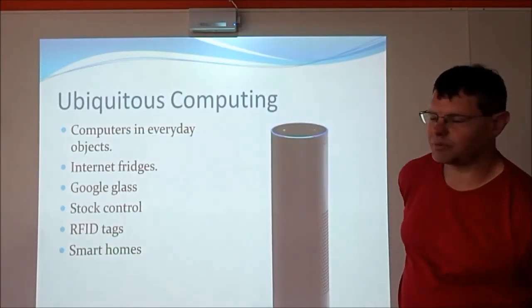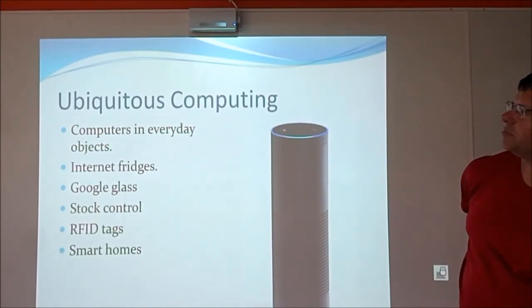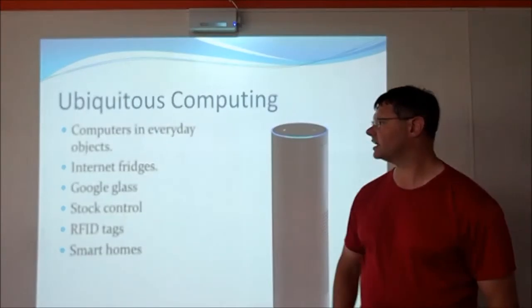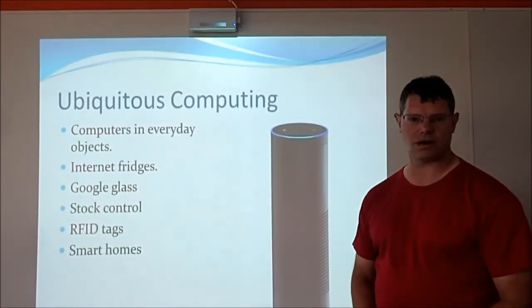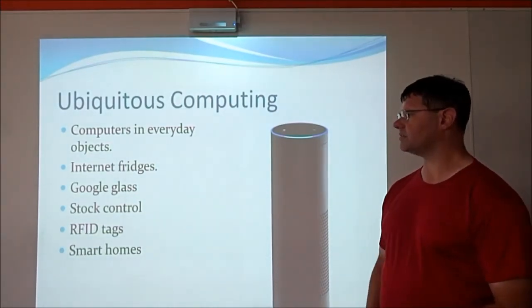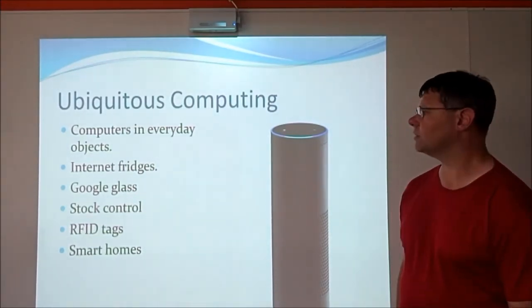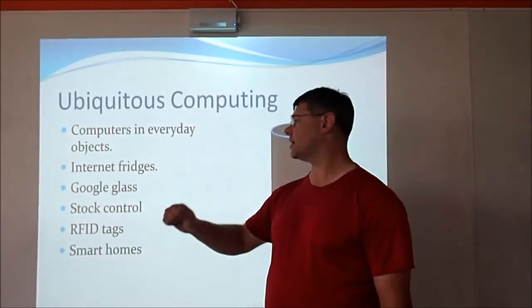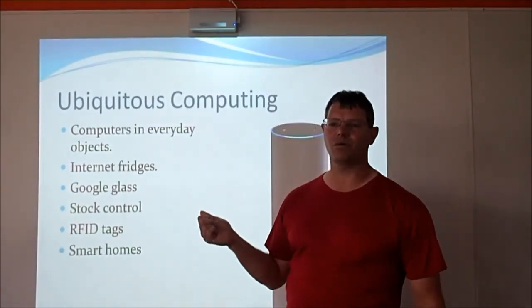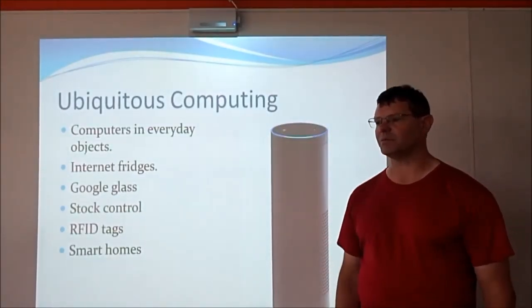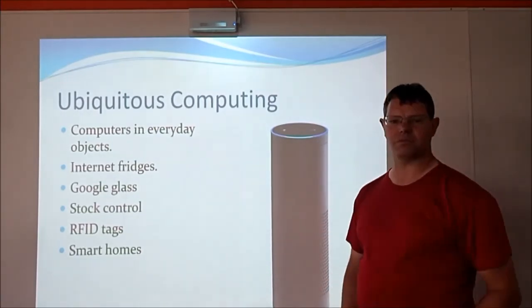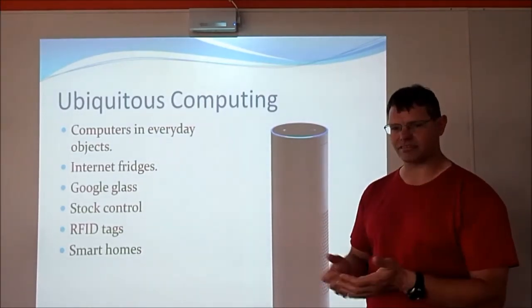Right, ubiquitous computing. This is the last one. Ubiquitous is a very posh way of just saying computers being everywhere, all over the place, even in fairly everyday objects. So examples of this are things like you can get internet fridges. They've been around for quite a while now. You maybe put all of the milk on one specific shelf in the fridge. It's got little set of scales in it.